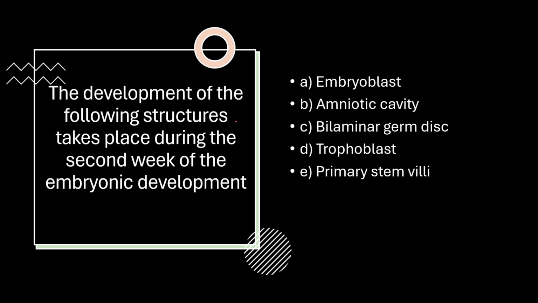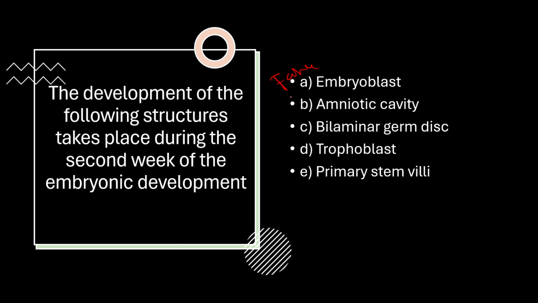So going back to the question, the development of the following structures takes place during the second week of the embryo. The first one is the embryoblast. A is the embryoblast. The embryoblast is already present at the initiation of the second week. It usually forms in the first week before the implantation takes place. So this is not a true statement; it's false. It has happened prior to the second week.